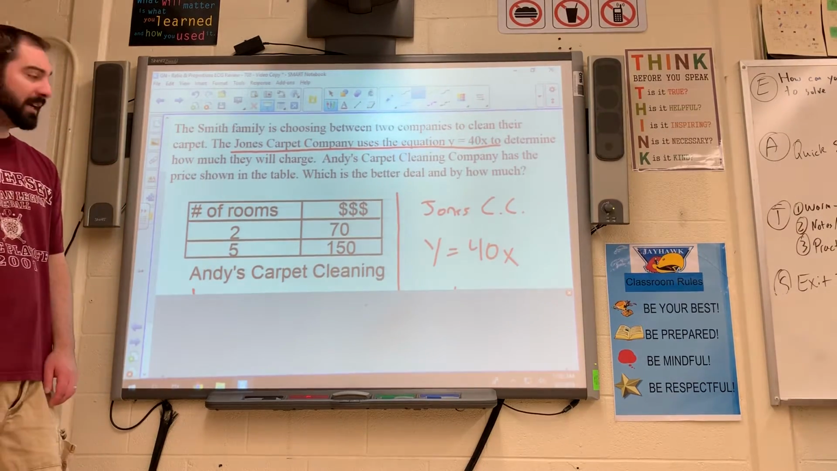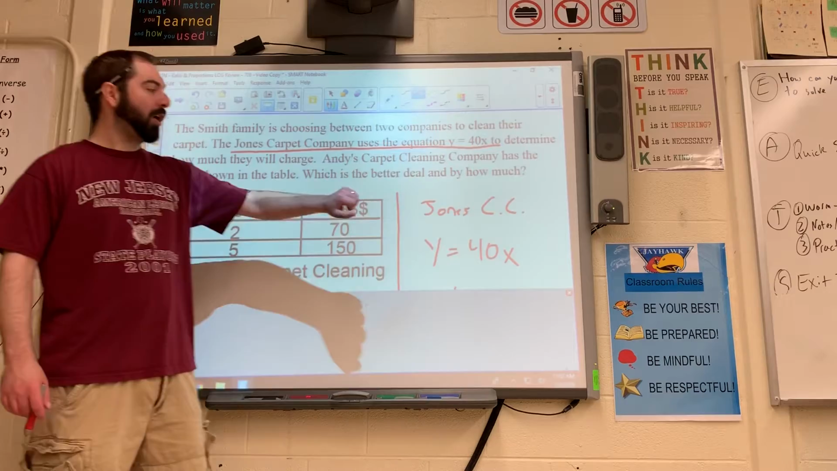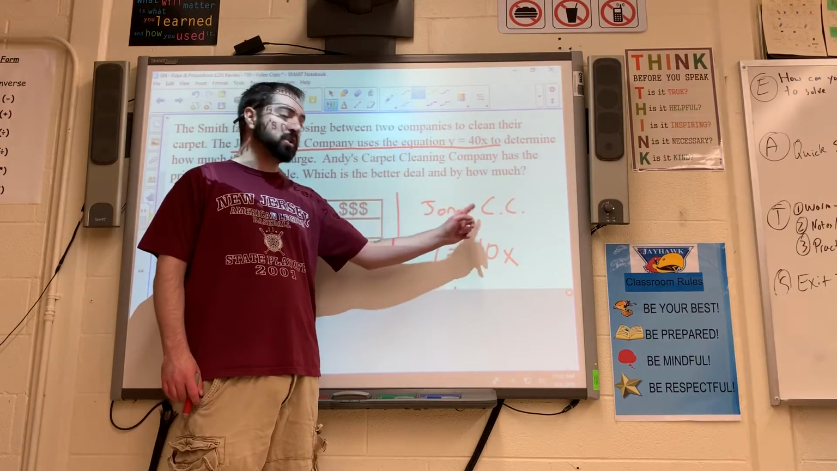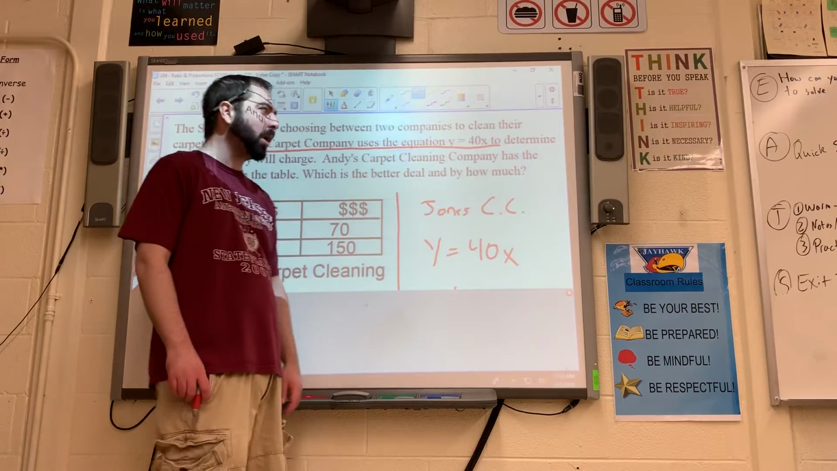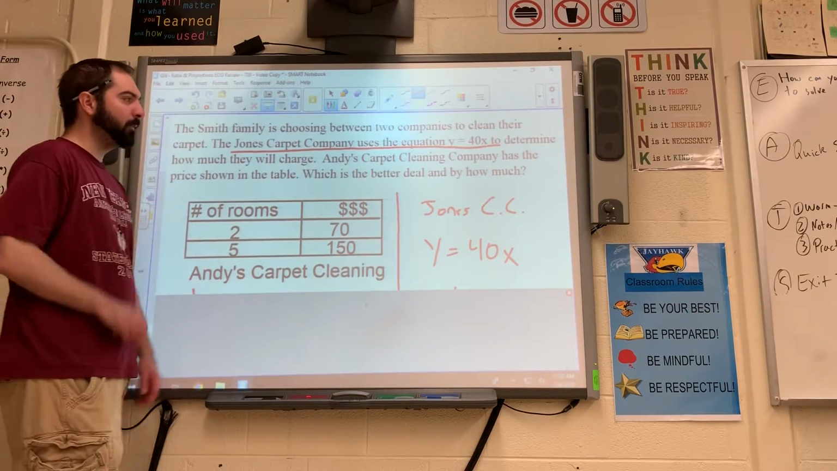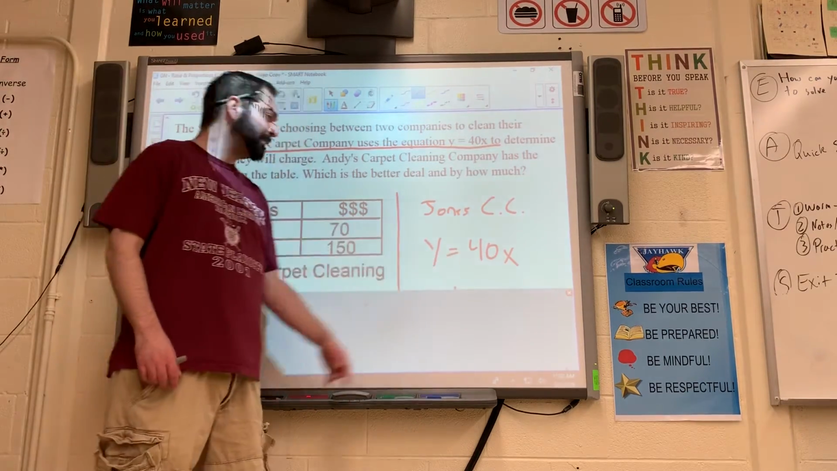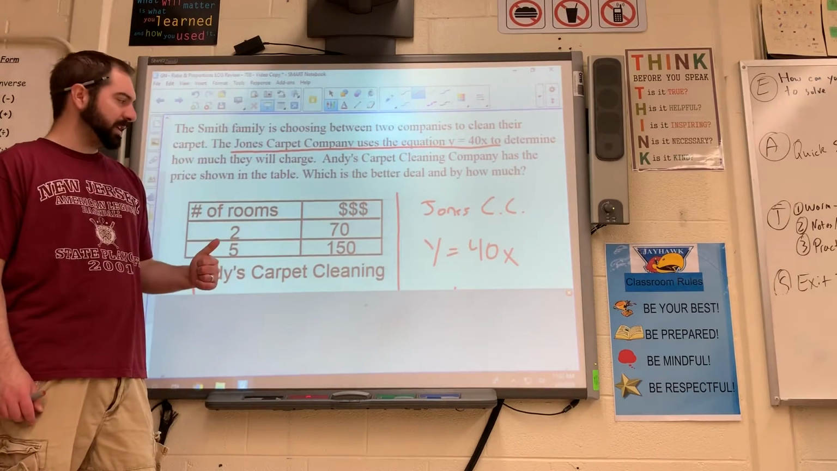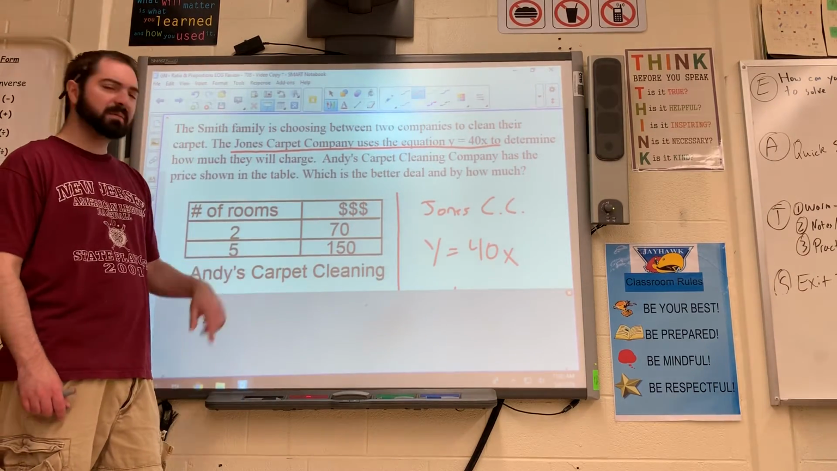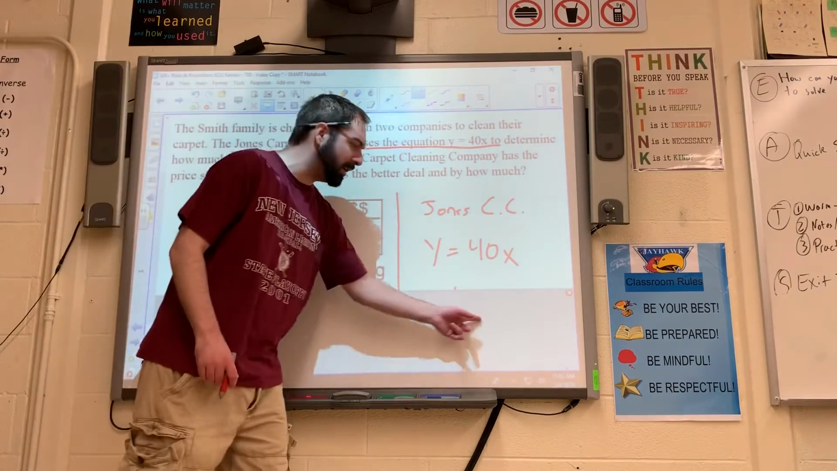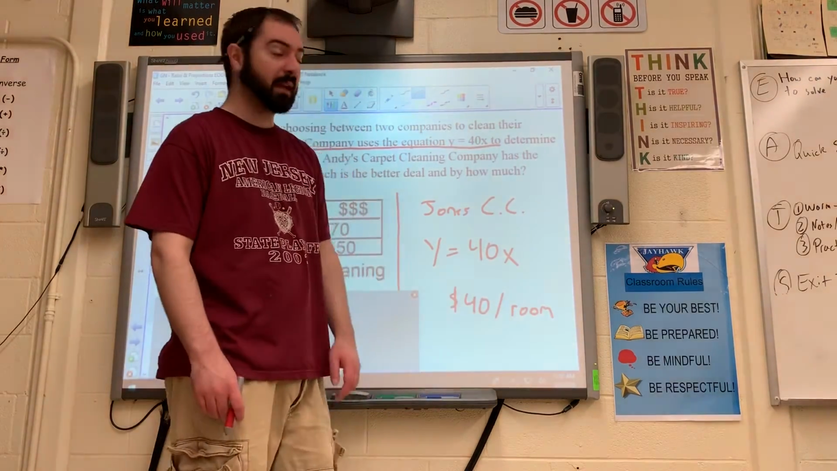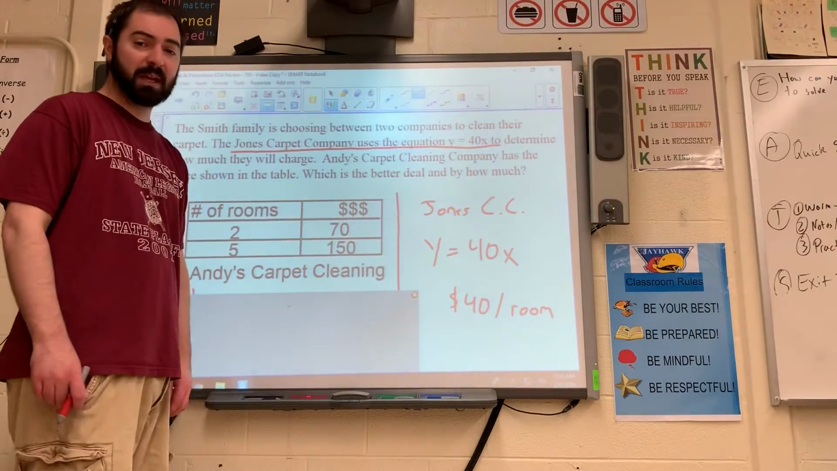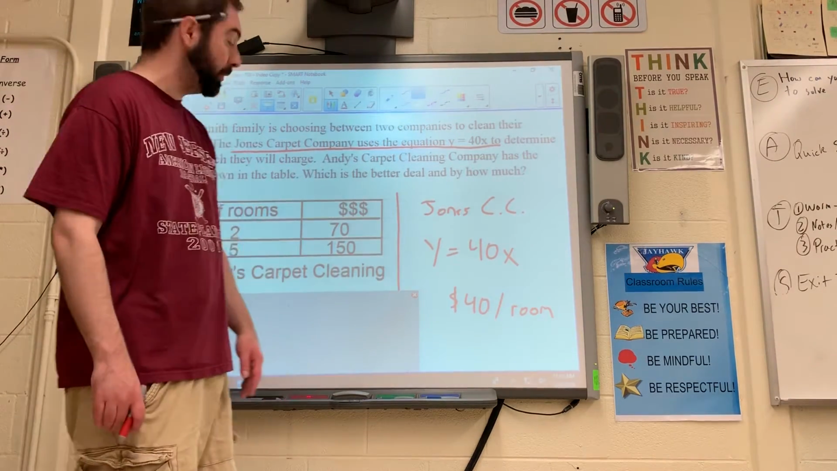So, the first thing I did, I have my table and I also took the information from Jones's cleaning company and put it here. And I tried to think, well, what are they trying to tell me here? Well, $40 times x, where x represents the number of rooms, tells me the total amount. So all I did was find out that it's $40 for every room that they clean. They are telling you the information for Jones. There's no work to do.